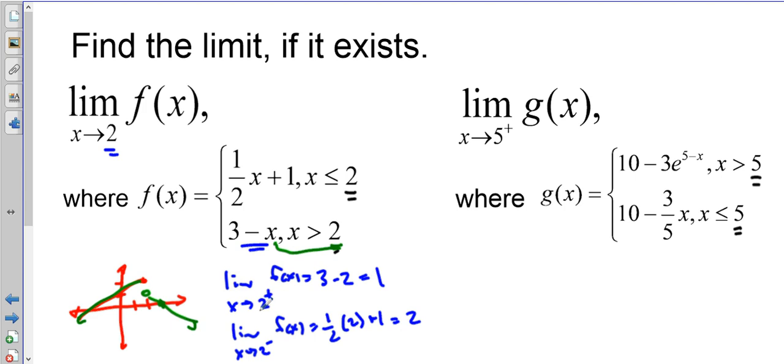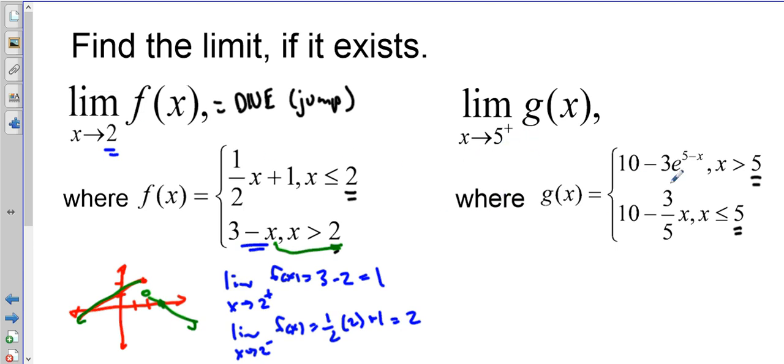Well, these 2 values do not approach the same value. So guess what? We would say this limit right here does not exist. All right. This is actually a jump discontinuity. The limit from the right and the left do not equal, and therefore that limit doesn't exist. All right.